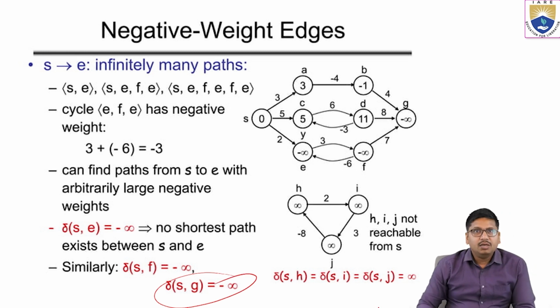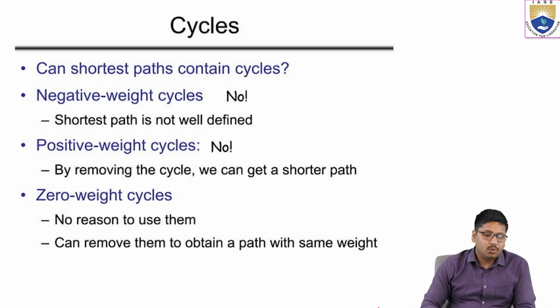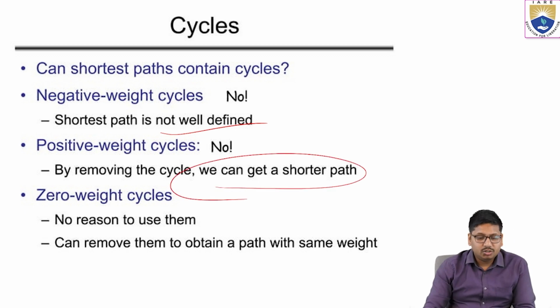In this case we also have to find the shortest path in the presence of cycles. So what is a cycle here? The question is whether a shortest path can contain a cycle. Negative weight cycles are not allowed because the shortest path is not well defined in this case. Positive weight cycles are also not allowed because by removing the cycle we can get a shorter path. And zero weight cycles have no reason to be used, and you can also remove them to obtain a path with the same weight.